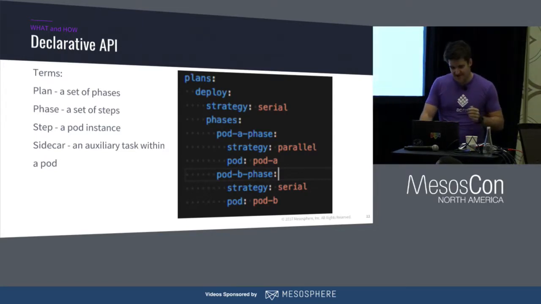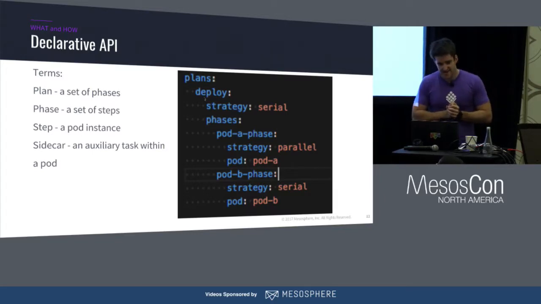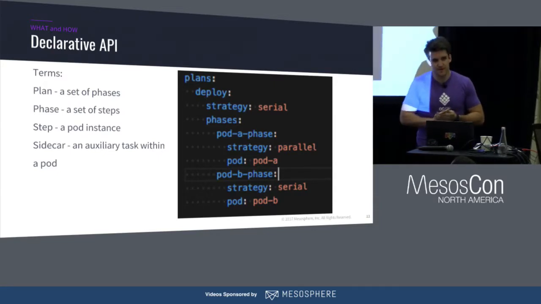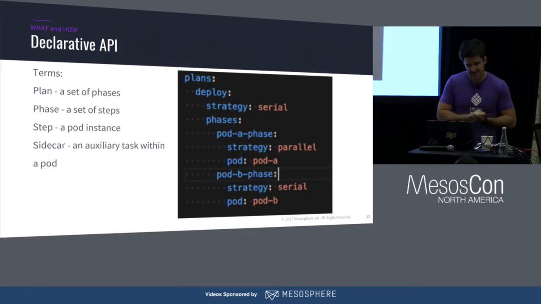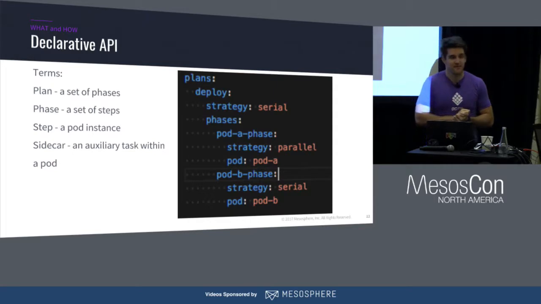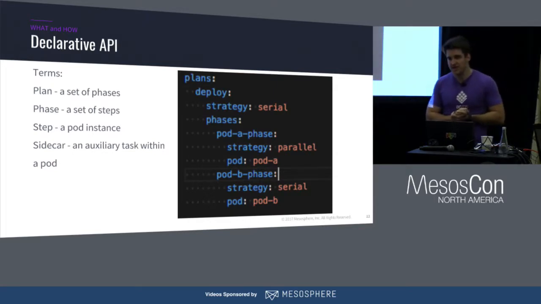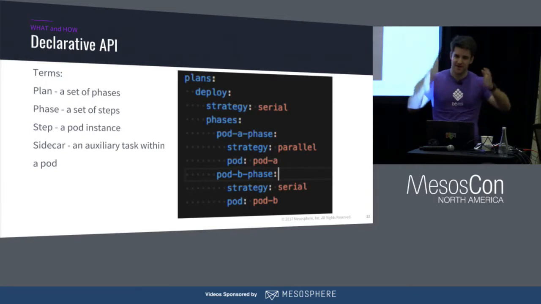So plans are basically built up of, here, deploy is the plan. It has an overall strategy of serial, which basically means for all of my phases, go through them serially. Within a phase, here we have the pod A phase, you can also have a strategy. A phase operates against a pod. A step, which you don't see any here but you'll see them later, is essentially what should happen for an individual pod instance, right? So you can have different configurations of this sort of thing.